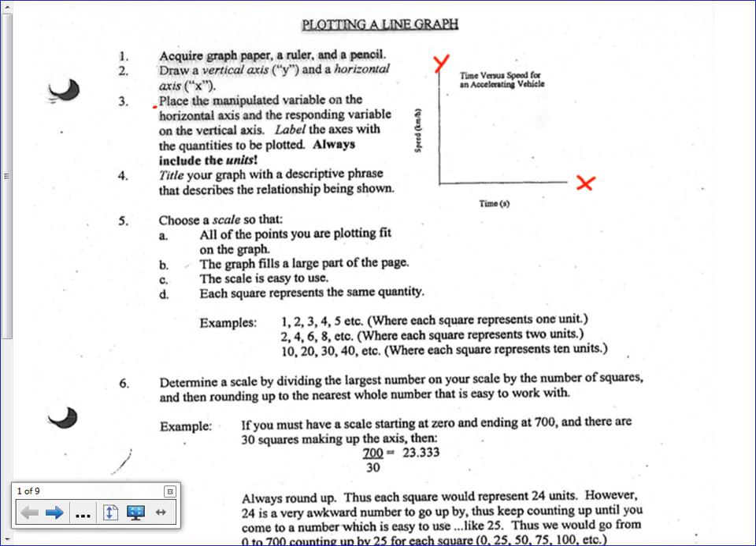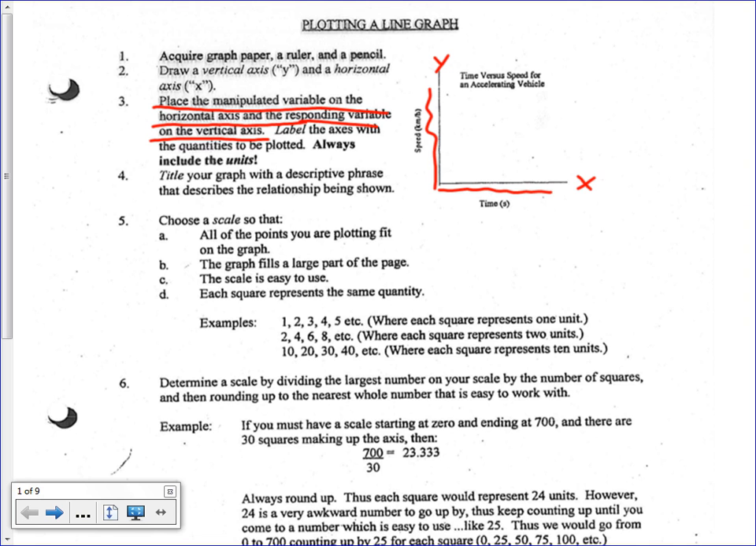So place the manipulated variable on the horizontal axis and the responding variable on the vertical axis. Crucial. If you don't do that, your slope will be inverted, and we don't want that. But most importantly, you're no longer showing us what we want to see. We want to see the effect of a change in the manipulated variable on the responding variable. If you put the responding variable on the x-axis, your graph no longer shows that. So that's why we have the manipulated variable on the x.